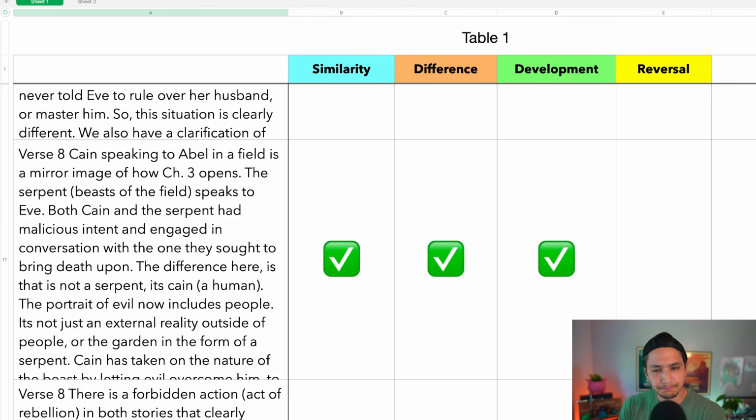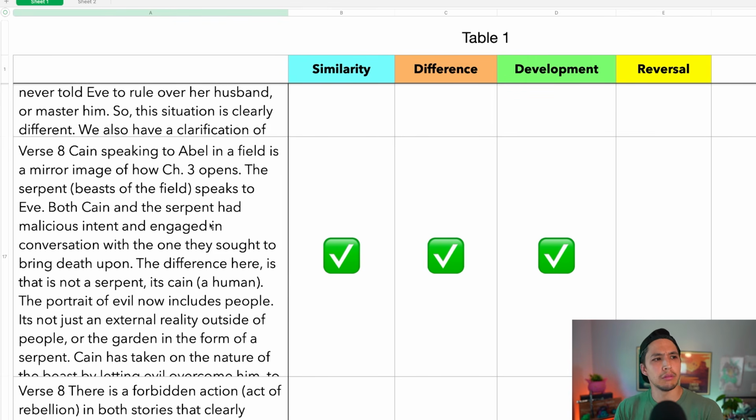In verse 8, Cain is speaking to Abel in a field, and it becomes a mirror image of how chapter 3 opens, where the serpent, the beast of the field, is speaking to Eve, coming from the field. So the difference in chapter 4 is it's not a serpent, it's Cain playing the role of a serpent. So just to notice that development, oh, well, interesting. The serpent has, I wouldn't say taken over the vessel of Cain, but Cain is playing the role of the serpent and having characteristics of the serpent by dragging Abel into death and having this deceptive conversation out in the field.